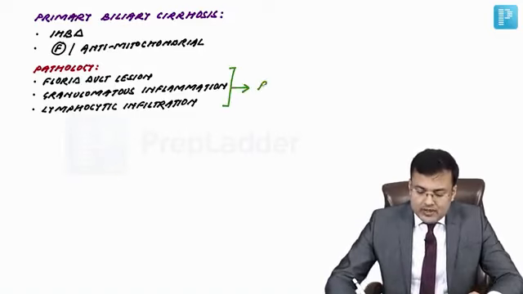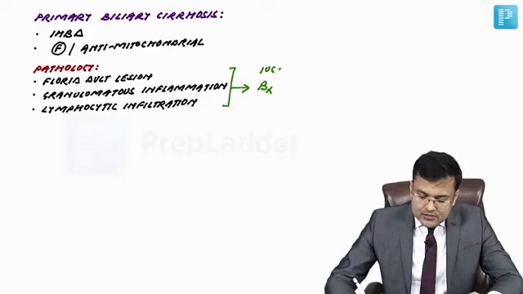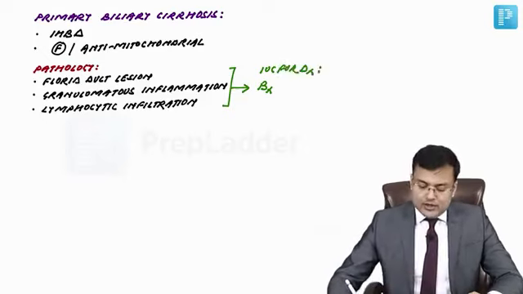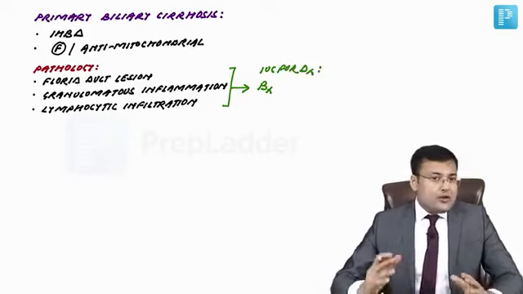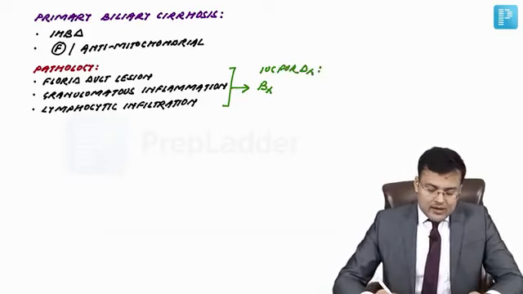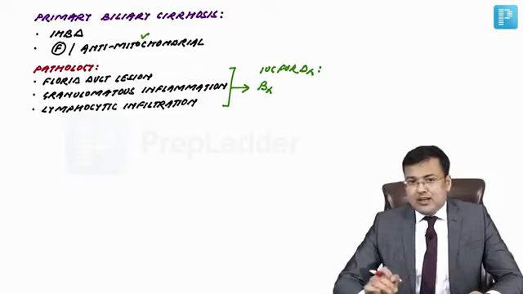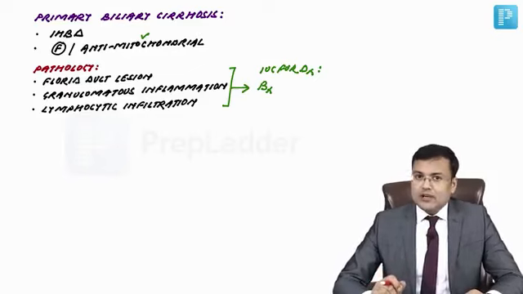That's why, what is the investigation of choice for diagnosis? Investigation of choice for diagnosis is biopsy. You can see all these changes. You can make the diagnosis by autoantibody, but the investigation of choice for diagnosis is biopsy.